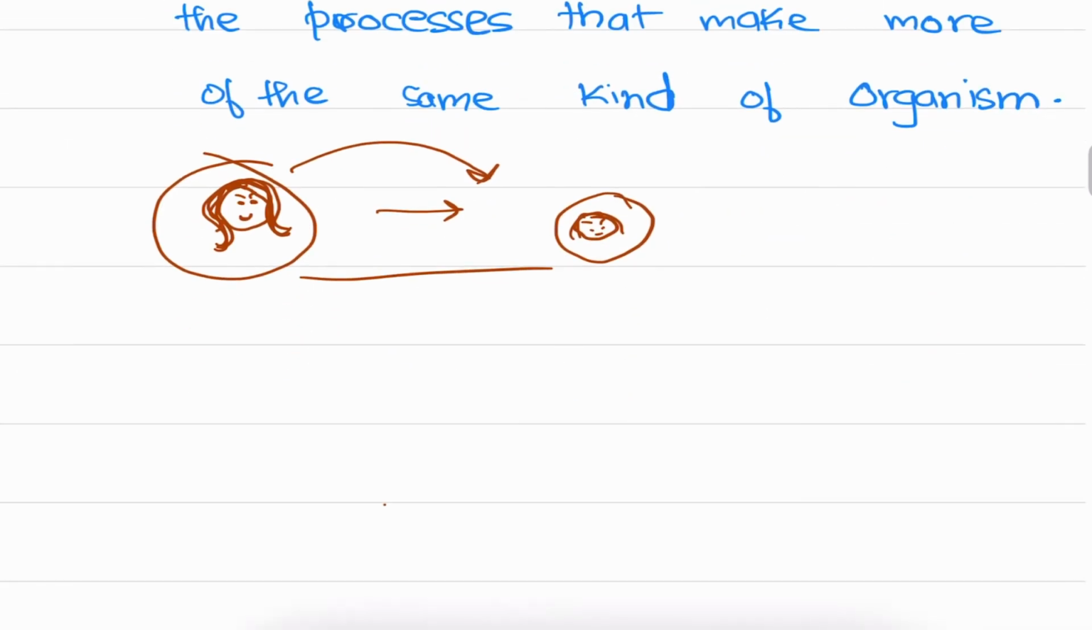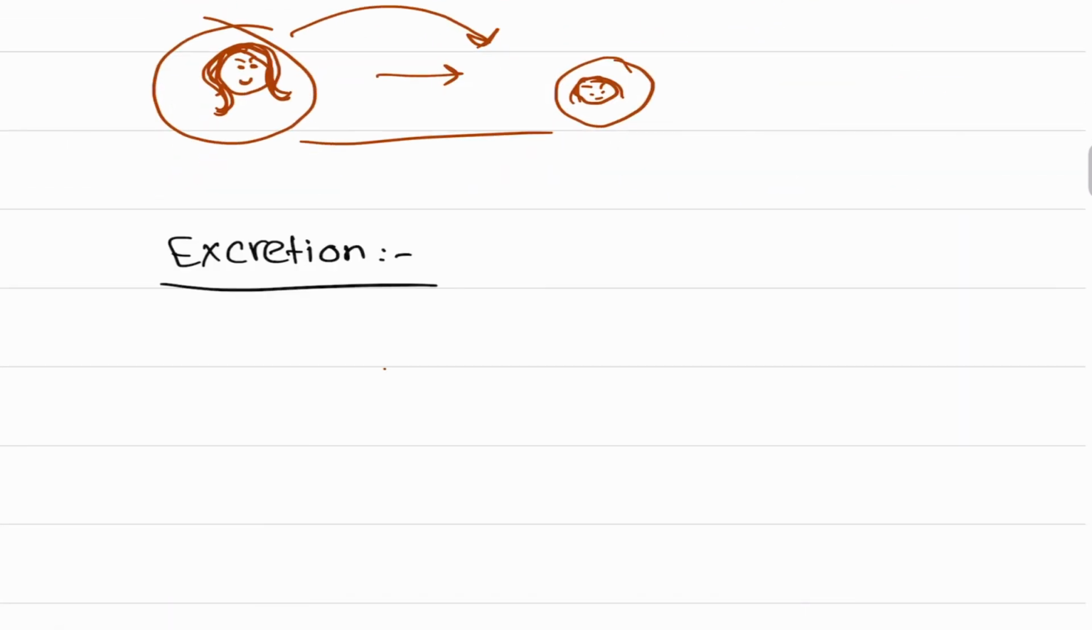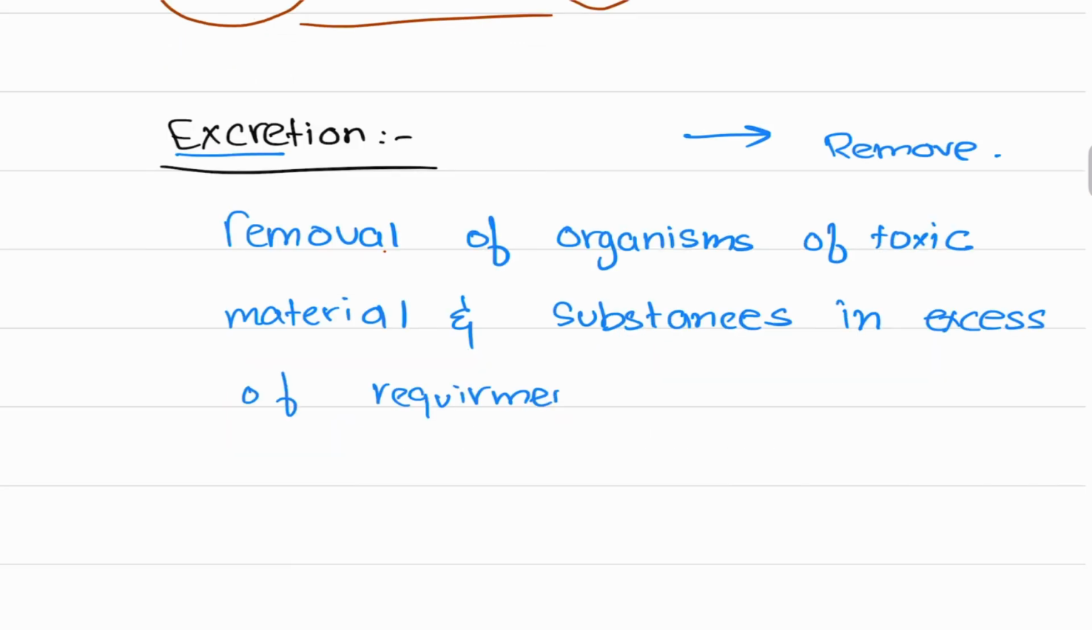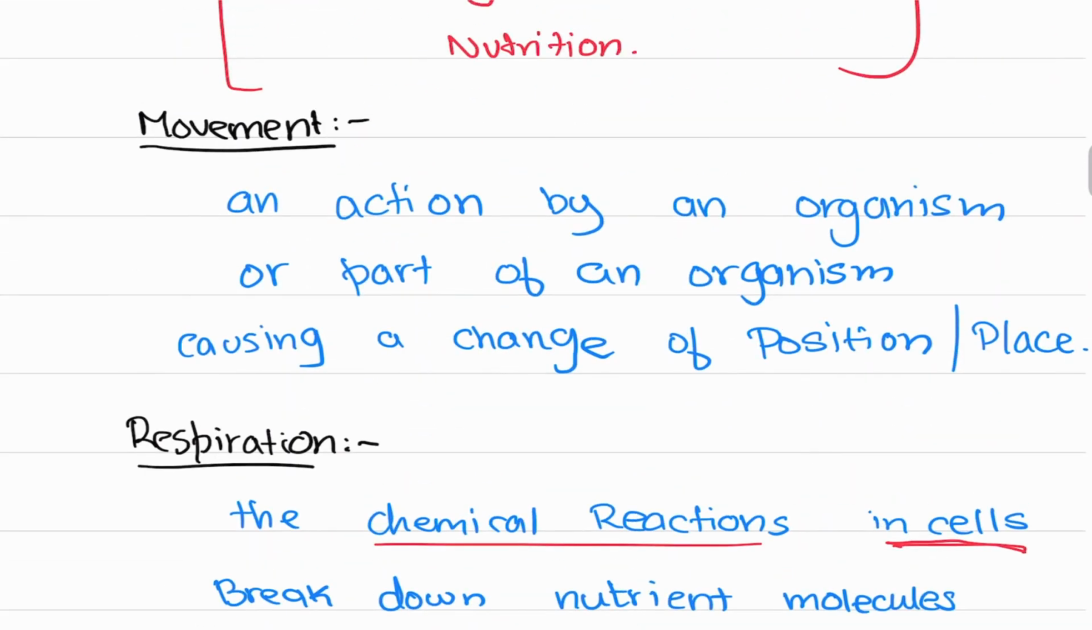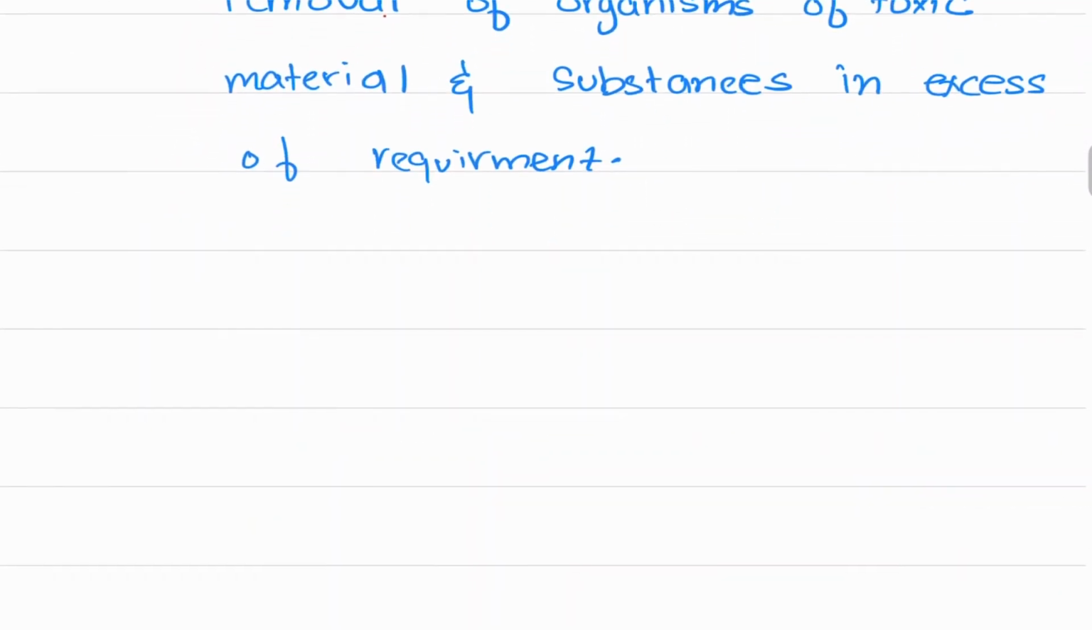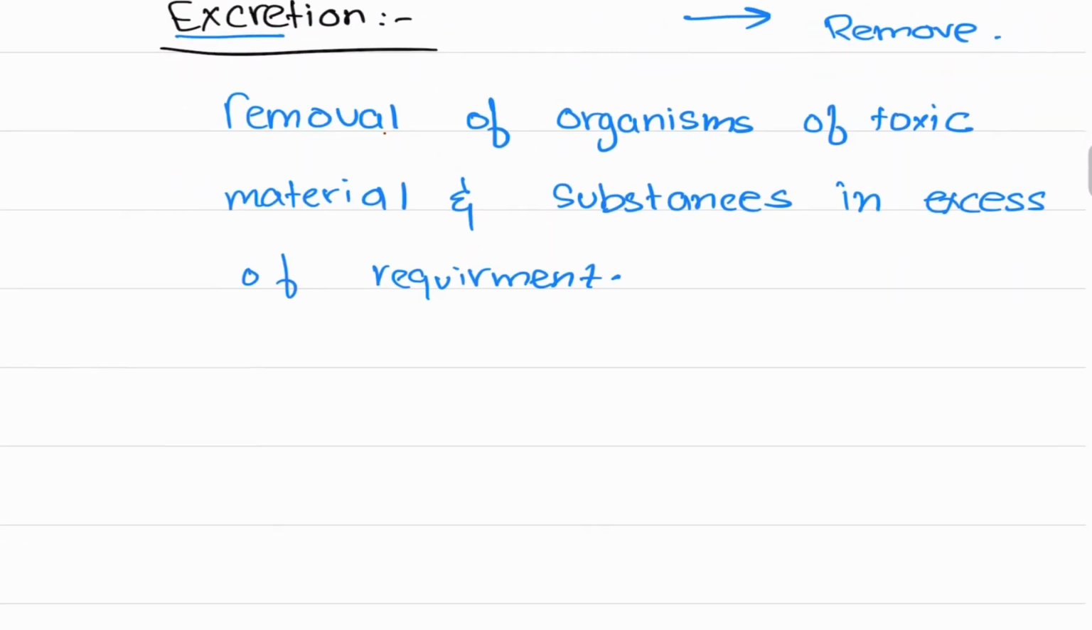And the last one is excretion. By the word excrete, we understand that it means to remove something. The definition for excretion is removal from organisms of toxic materials and substances in excess of requirements. In simple words, it is just the removal of toxic materials or toxic substances which are harmful to us. That is known as excretion. So today we've understood the seven characteristics of every living organism that make us different from the ones which are not living organisms.